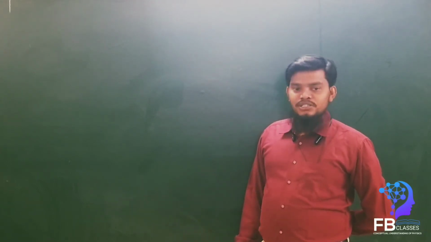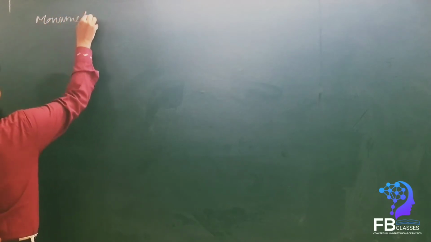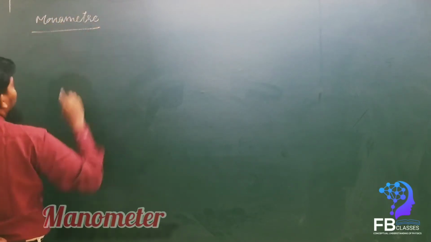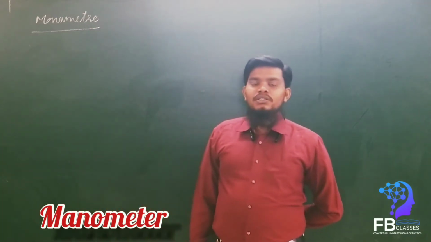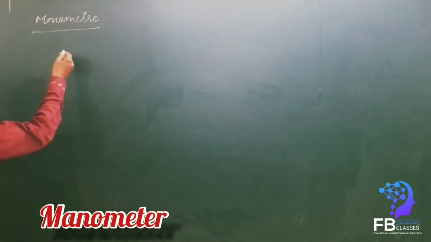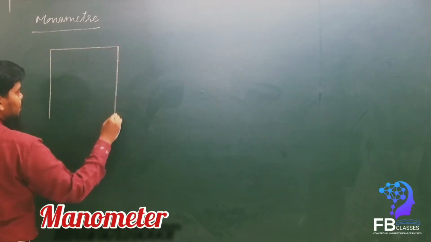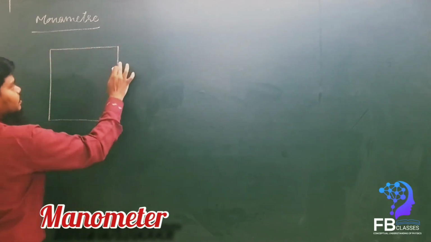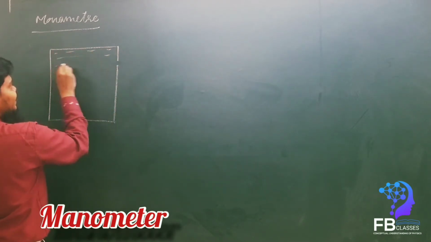Let's start with the manometer. Then we can go for the example problems. The manometer is an instrument which is used to measure gas pressure. See here, this is the construction of a manometer. This is totally filled with the gas.